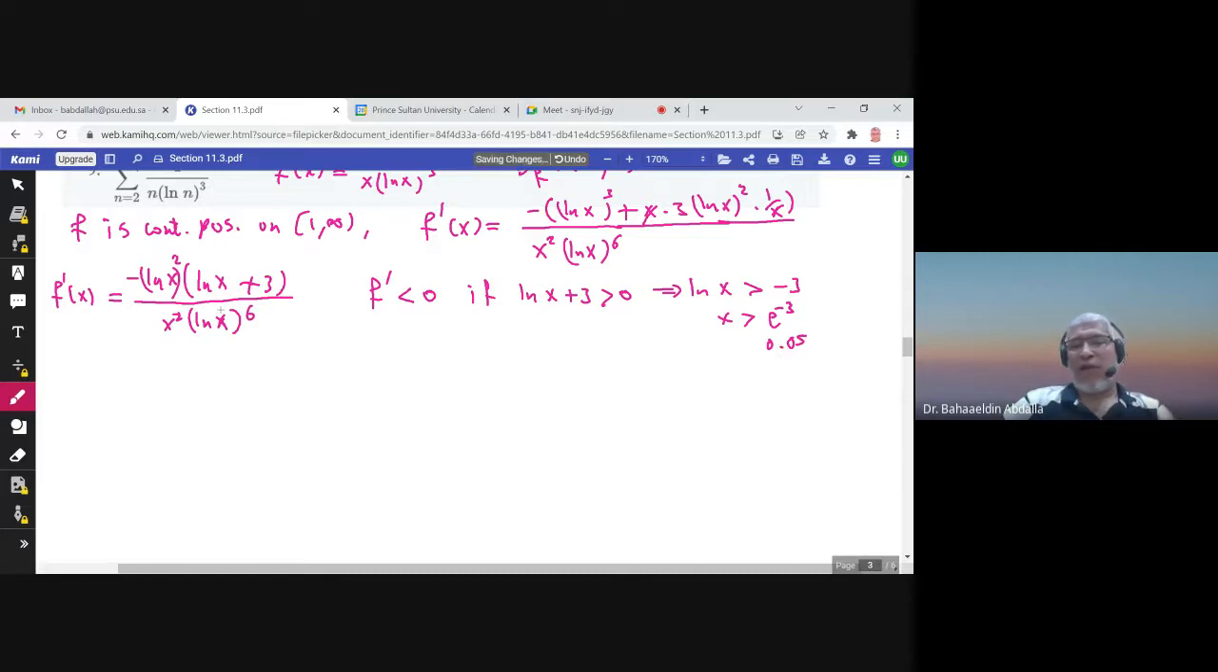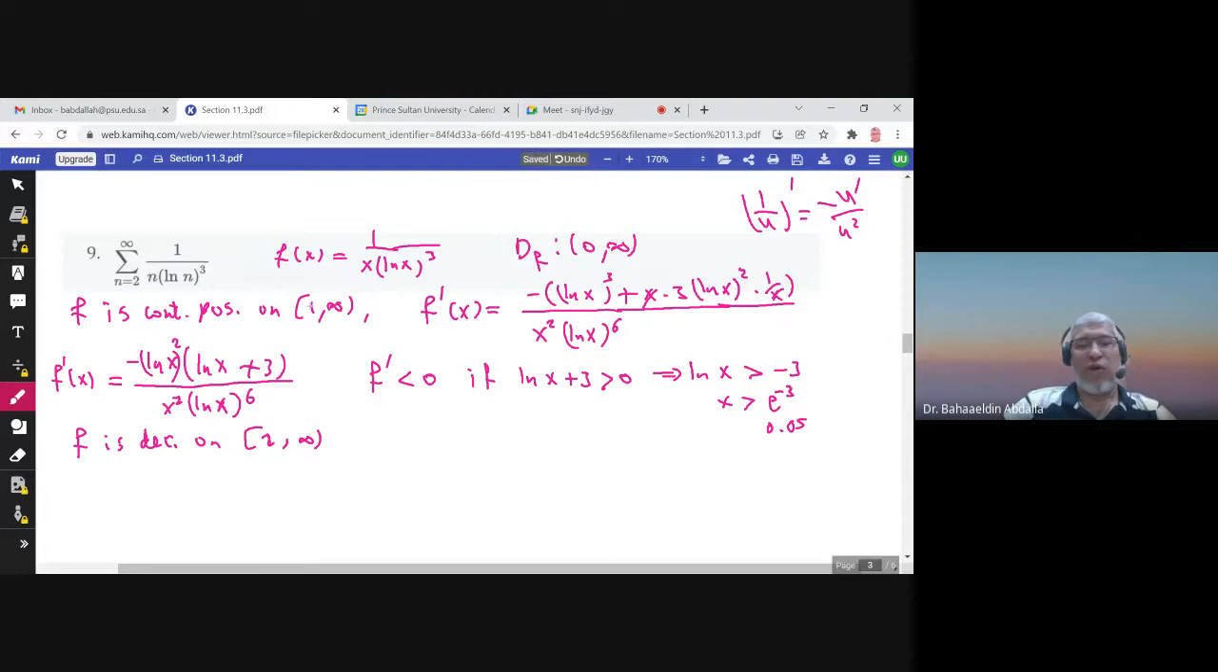So if x is greater than 0.05, then f prime would be negative. So f is decreasing on 1 to infinity. Although he said here 2, the series starts from 2, so of course, if it is continuous from 1 to infinity, it would be continuous from 2 to infinity also.